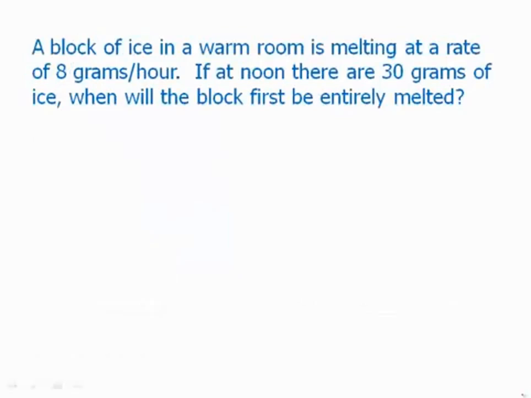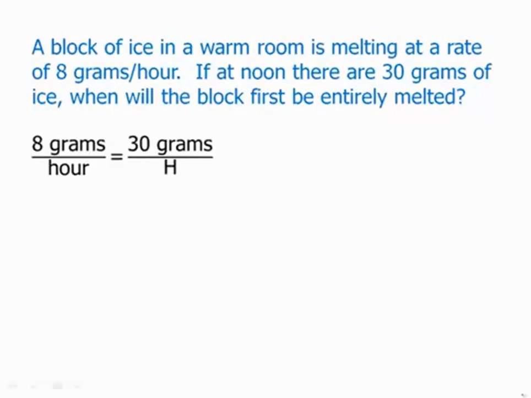Here's a practice problem. Pause the video, and then we'll talk about this problem. Okay, so this problem gives us a rate. It gives us the rate of 8 grams per hour. So that has grams in the numerator and hours in the denominator. So we're going to set this equal to a fraction on the other side that also has grams in the numerator and hours in the denominator. We're going to have 30 grams in the numerator, and then we're just going to have a variable, I'll call it h, in the denominator. That's the unknown number of hours.